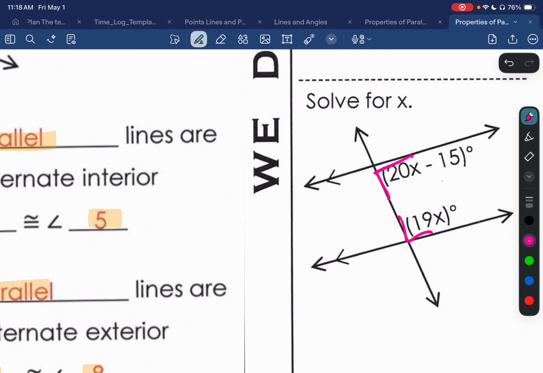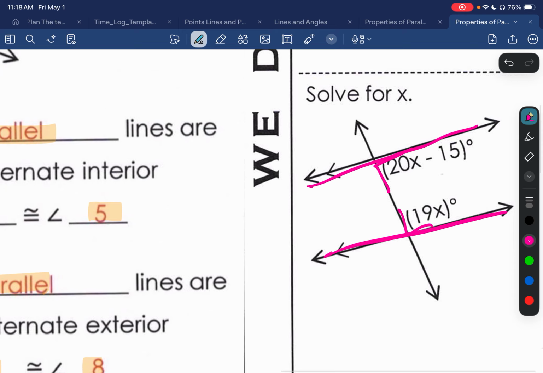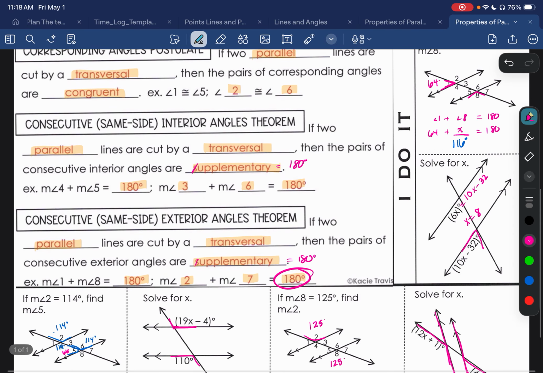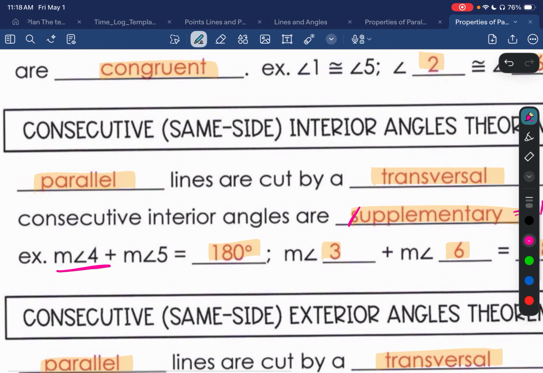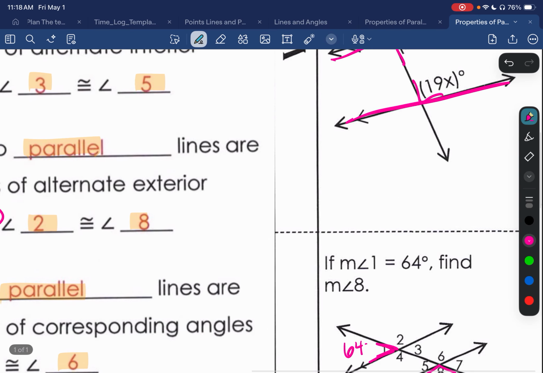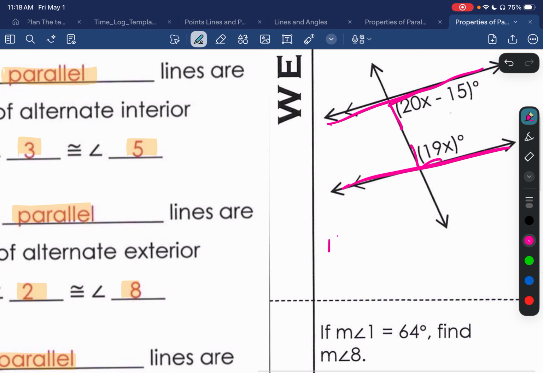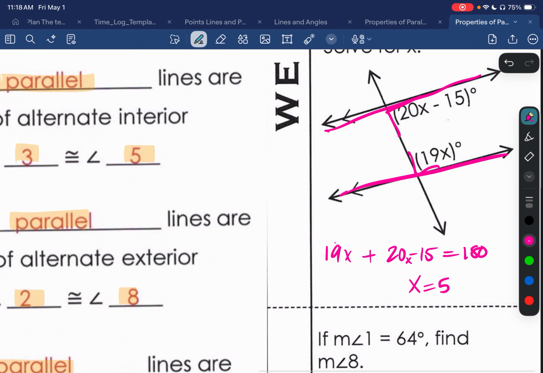Those are on the same side of my parallel lines, which are right here. And they're inside, so they're same side interior angles. What do we know about same side? Take one of the angles plus the other angle should equal 180 because they're supplementary. So if you were to set this up, you would take one of the angles, 19x, plus the other angle, 20x minus 15. And then you would set them equal to 180 and you would solve. Combine like terms. After you combine like terms and solve it, pause the video, try to solve it, and tell me what you get. x equals 5. That concludes your notes.